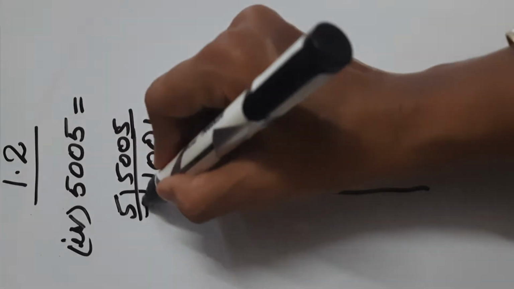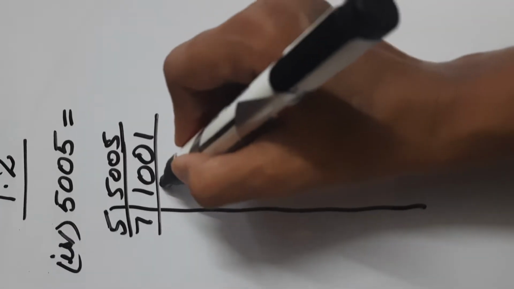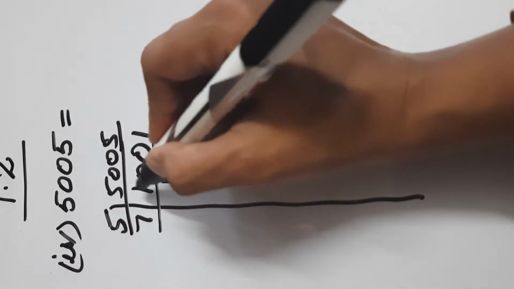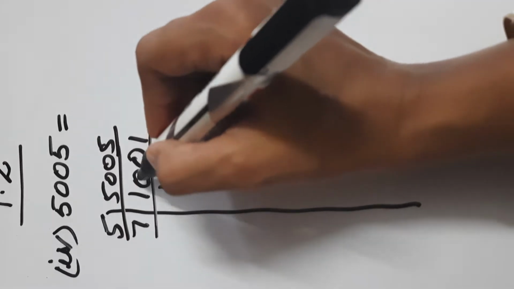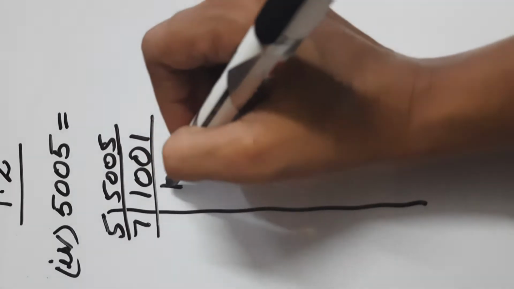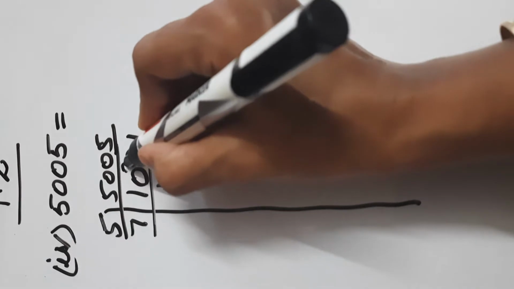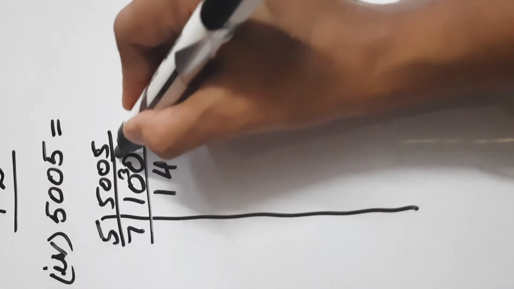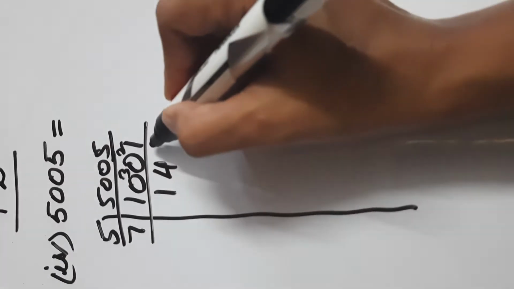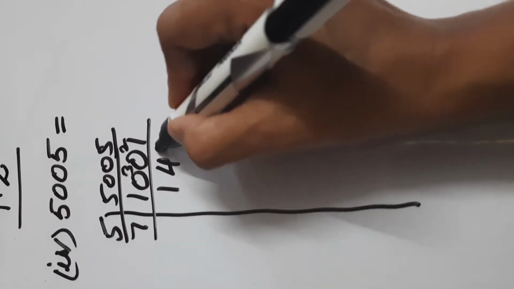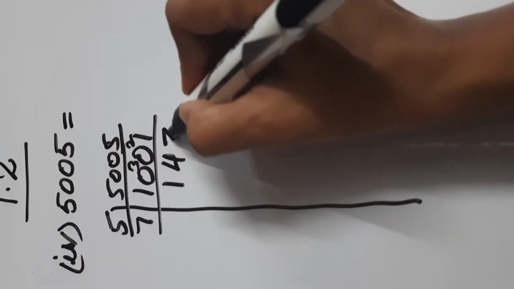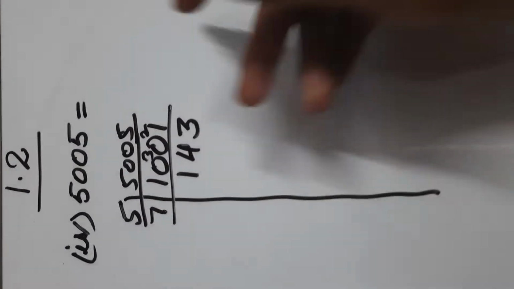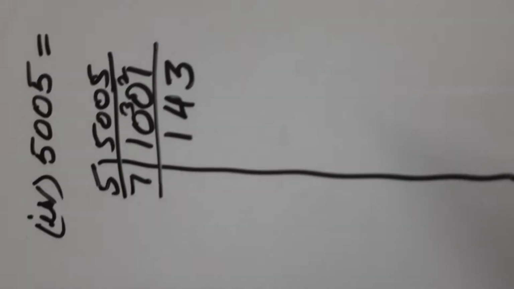Now it is divisible by 7. So 7 ones are 7, balance is 3. We have combined 1 and 0. 1 is not divisible, we will combine it with 0, it will become 10. 7 ones are 7, balance is 3, 30. 7 fours are 28, balance is 2, 21. So it will be 7 threes are 21. 7 threes are 21. Now you can check by which number it is divisible.